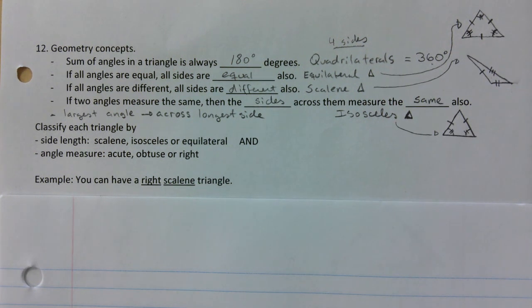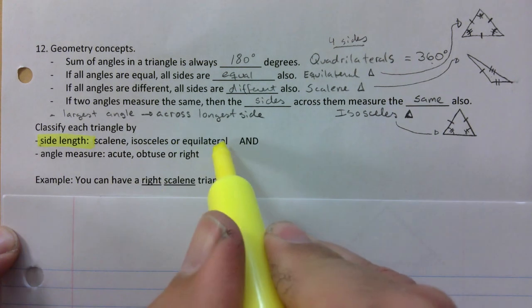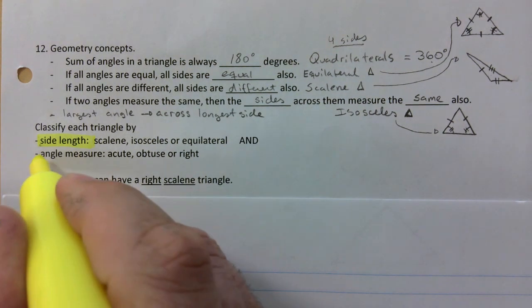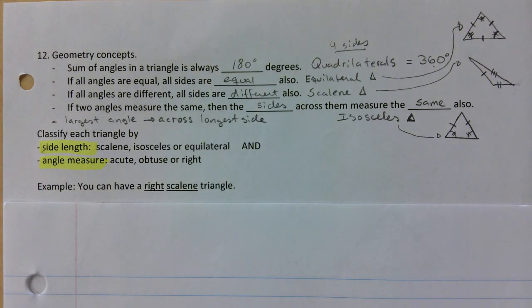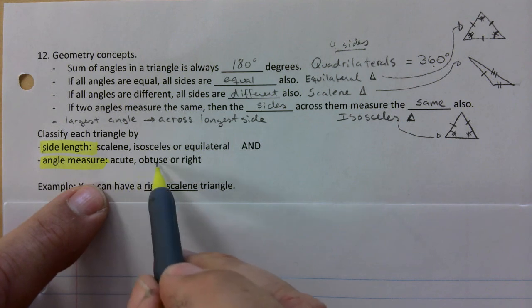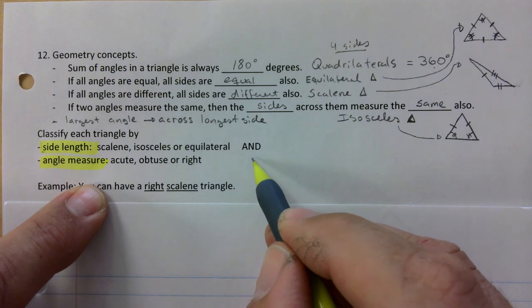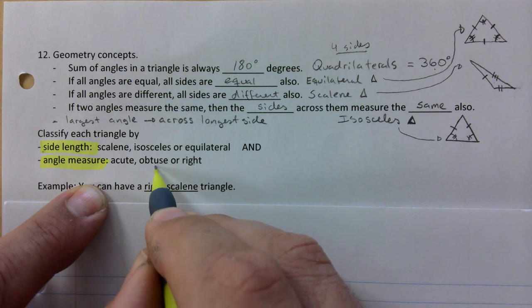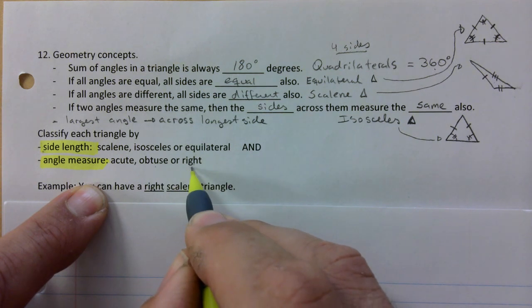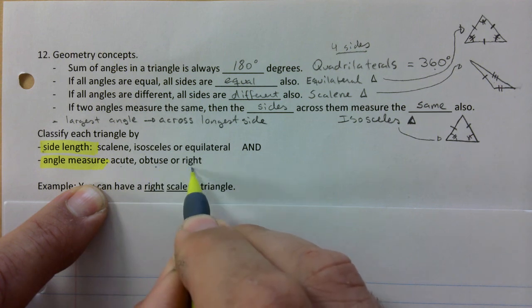So classifying each triangle, we classify them by side length, so you pick one of these three when you're just looking at the side length, and we classify them by angle measure: acute, obtuse, or right. An acute triangle has all angles less than 90. You have one angle bigger than 90, and you have a 90 degree angle. So less, greater, exactly 90.